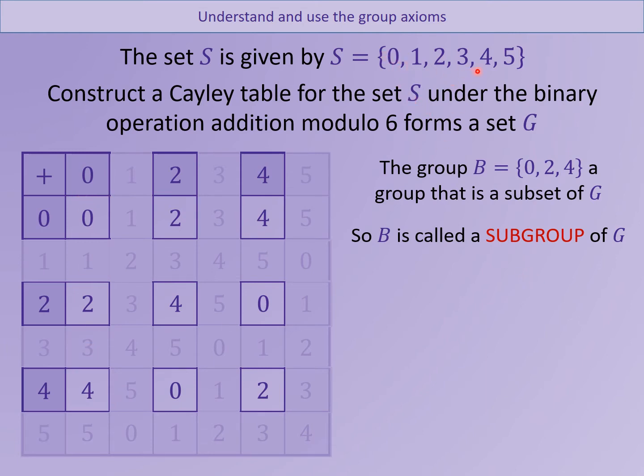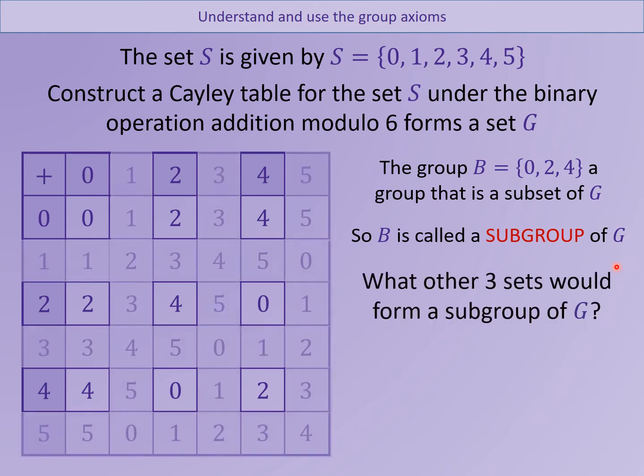We saw 0, 1, 2, 3 failed to make a group. So 0, 1, 2, 3 was not a subgroup of G. But 0, 2, 4 did succeed in making a group. So therefore B is a subgroup of G. So if your subset is also a group and the original set was a group, then you can say B is a subgroup of G. But it's absolutely vital you understand that B has to be a group as well.